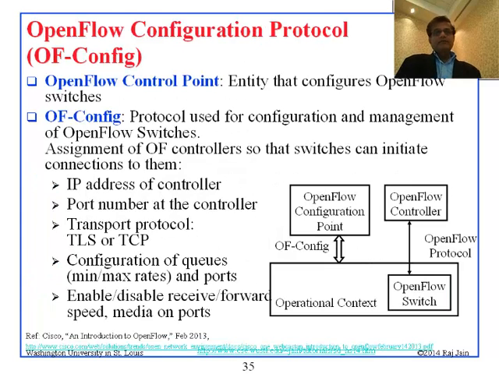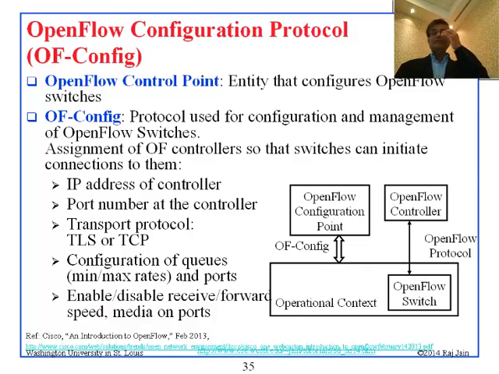Bootstrapping. Now, we said that somebody has to tell you your IP address. Well, that protocol is called the OpenFlow configuration protocol. It's a separate protocol from the OpenFlow protocol. OpenFlow protocol simply gives you the tables, but if you want to do any management or configuration, that is done by OF-config. That is the name of the protocol, OF-config. And OF-config can do things like set the IP address, the port number of the controller, and whether we should use TCP or TLS.